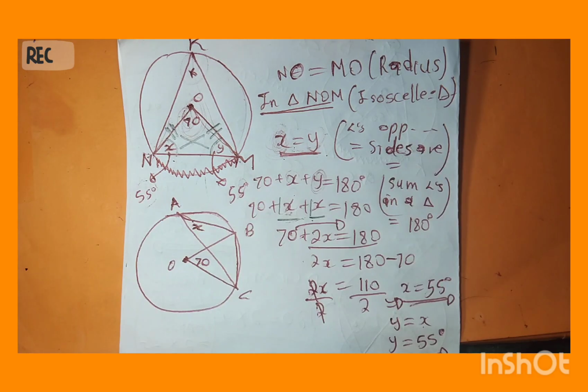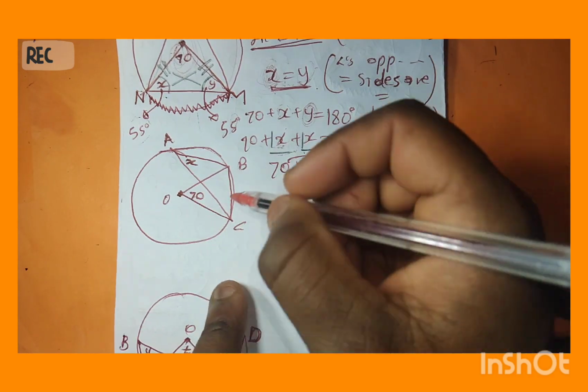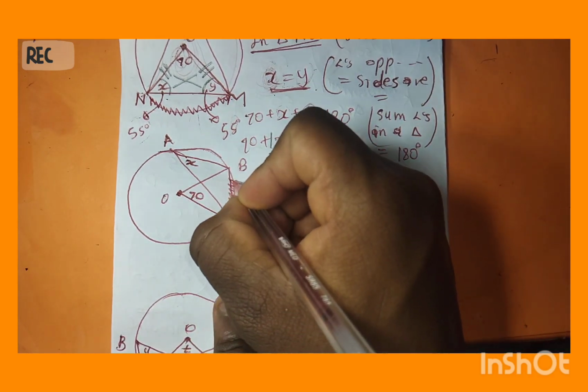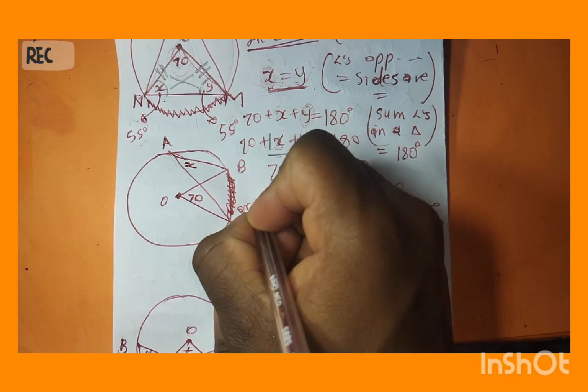So what about this one, guys? Even this one, you are supposed to notice that this thing there is an arc. All of this there is an arc.